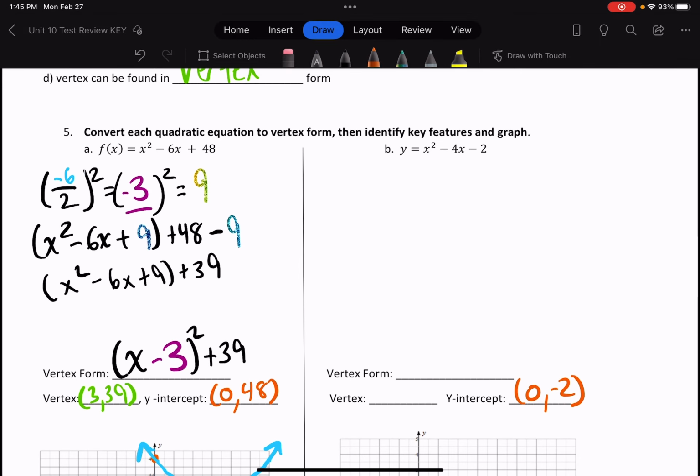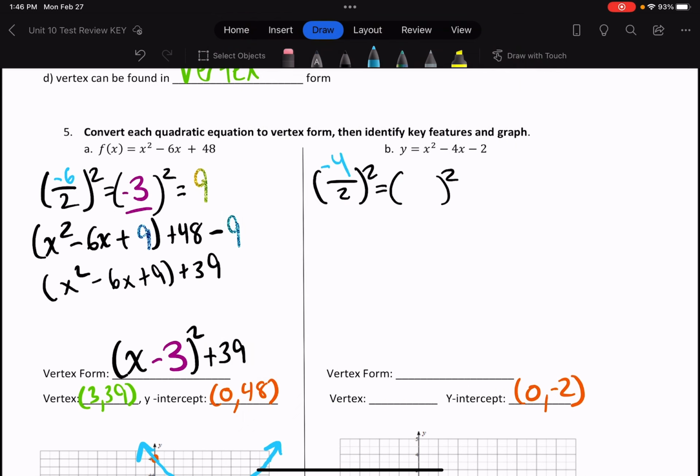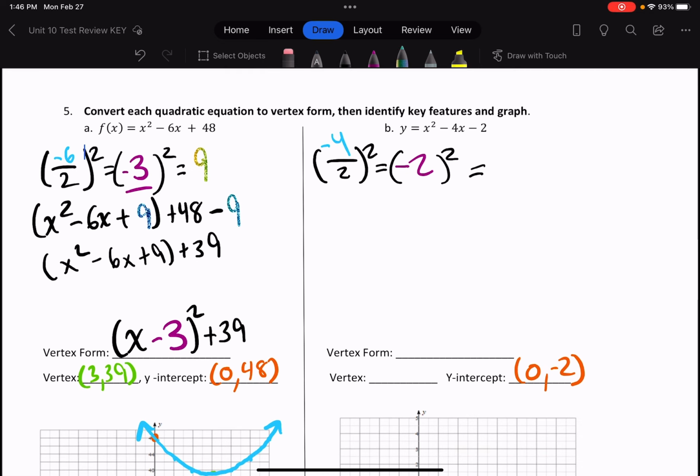And then we're going to complete the square. So I've got my b value is negative 4, so I'm going to do negative 4 divided by 2 squared. Negative 4 divided by 2 is a negative 2. Remember, that sign is important. It'll affect our factored form there at the end. And then negative 2 squared is a positive 4.